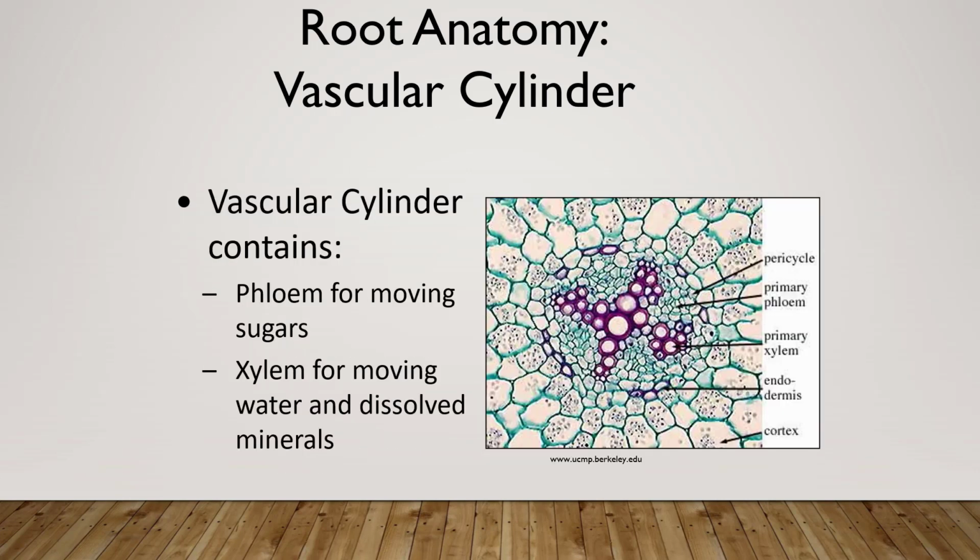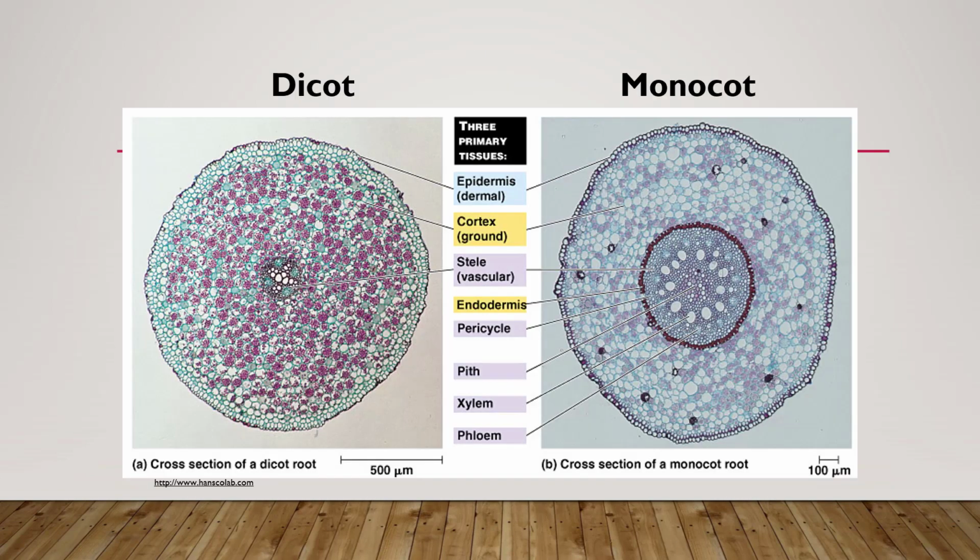The vascular system contains phloem for moving sugars and xylem for moving water and dissolved minerals coming up from the soil. And here's a comparison of a cross-section of a dicot root and a monocot root. Unlike the monocot stem, the vascular system of a monocot root is not scattered but found in rings.